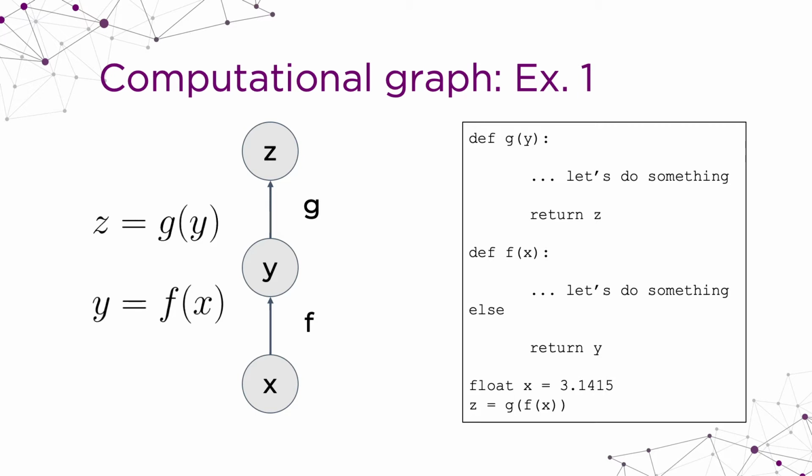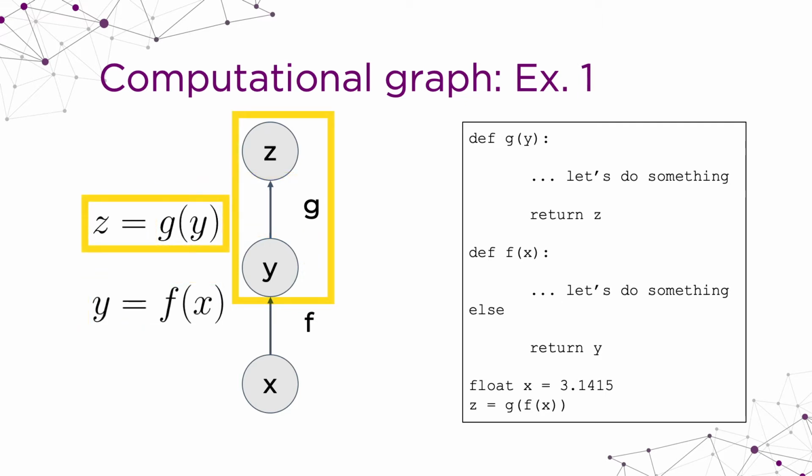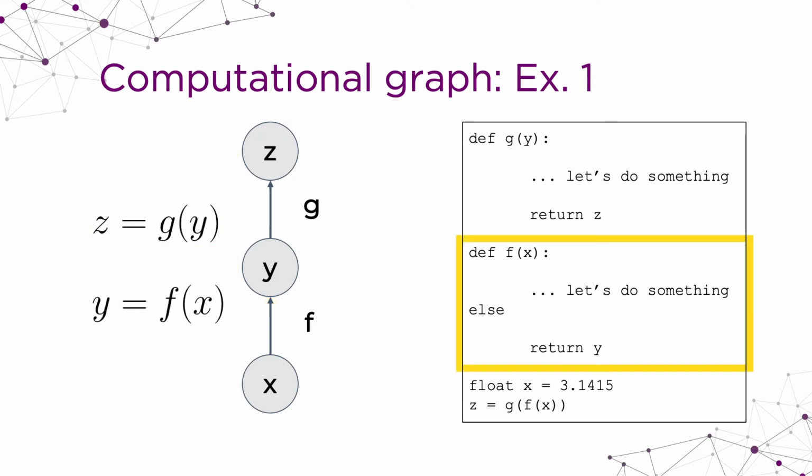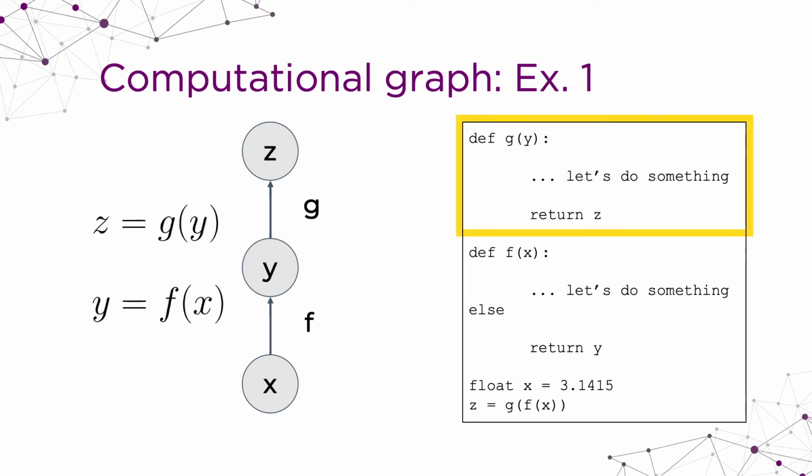So here I will have one variable x, and I will give it to f. It will produce a variable y that will be given to g, and g will generate z. As a program, I can write this as Python code. So f of x will do something with x and return y. g will take y, do something with it, and return z. And mathematically, I have these two equations.